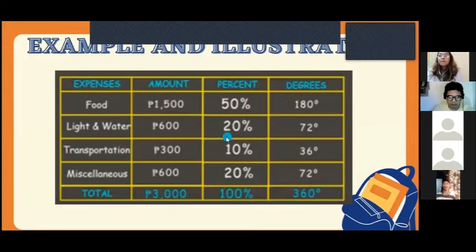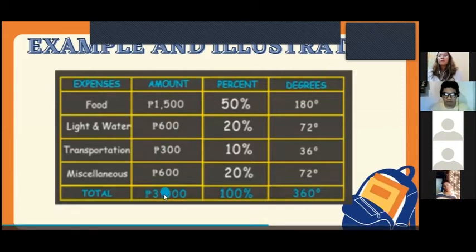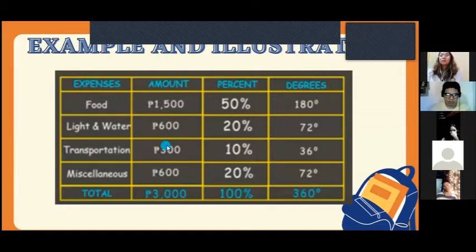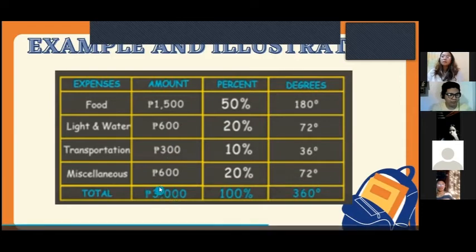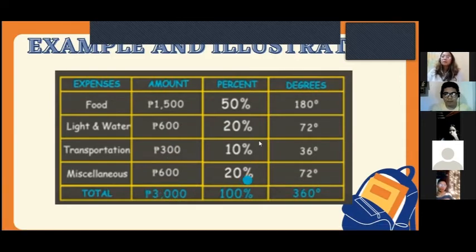Next is the 600. So we will get the percent of this. 600 divided by 3,000, the quotient will be 20%. Next is 300 divided by 3,000, so the quotient will be 10%. Next is 600 divided by 3,000, so the quotient will be 20%. So overall, it is 100%.